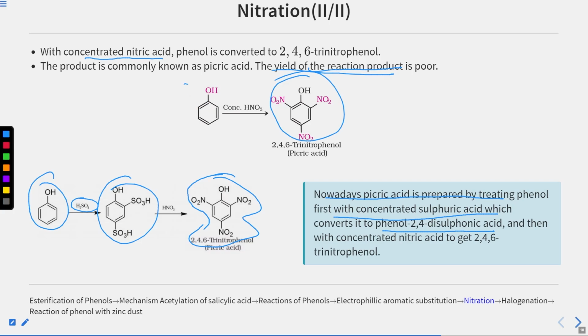The first one is very obvious. We treat it with concentrated HNO3, that is nitric acid, and we get our picric acid. The other method is, if you treat it with H2SO4, then two of the positions are substituted, that is one ortho and the para. In the next step you just simply treat with HNO3, and all three positions will be nitrated, and hence your required product, that is picric acid or 2,4,6 trinitrophenol, can be formed. So this is the first type of electrophilic aromatic substitution of phenol. Now the second type is halogenation.